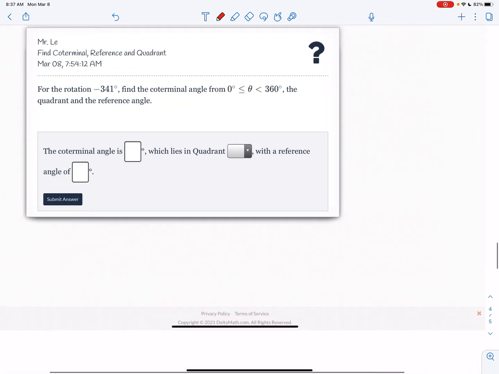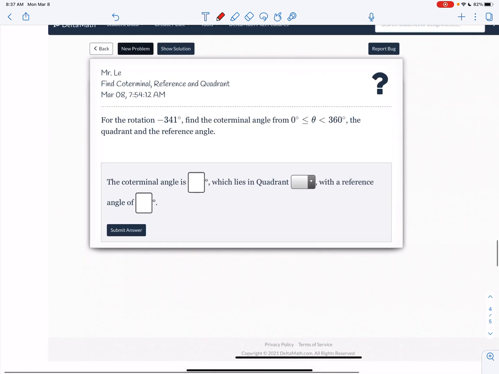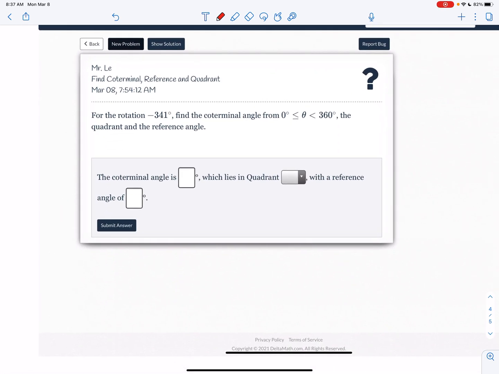Is this my last one? I think, yeah, this is my last one here. The other one's a duplicate. Try this one. And then press play when you're ready.